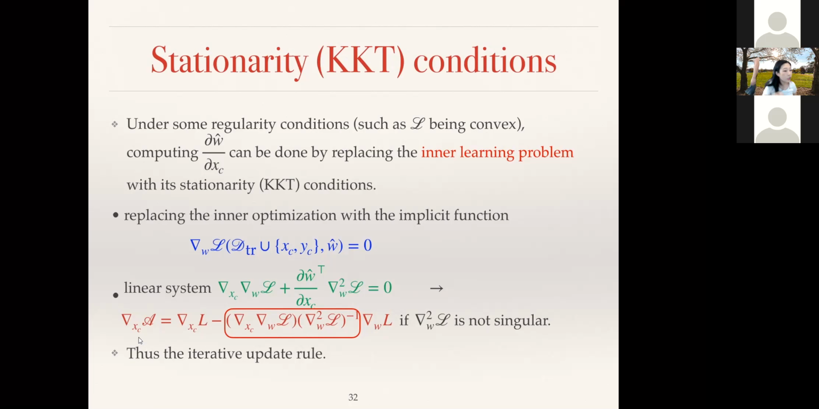Is the Hessian usually non-singular? That's not sure, right? We don't know. But if L is convex, then usually it's fine. But if L is not, then we might have a problem.